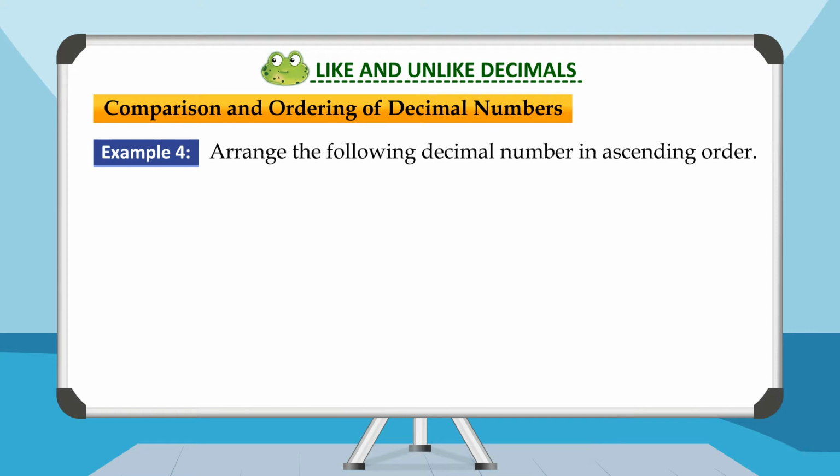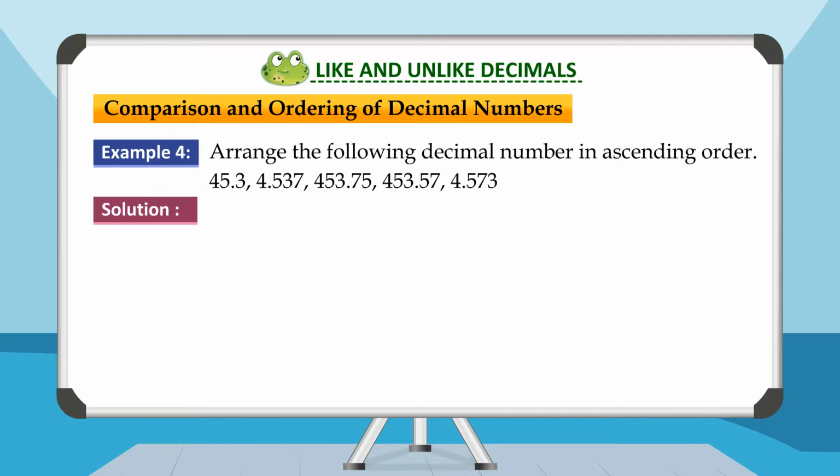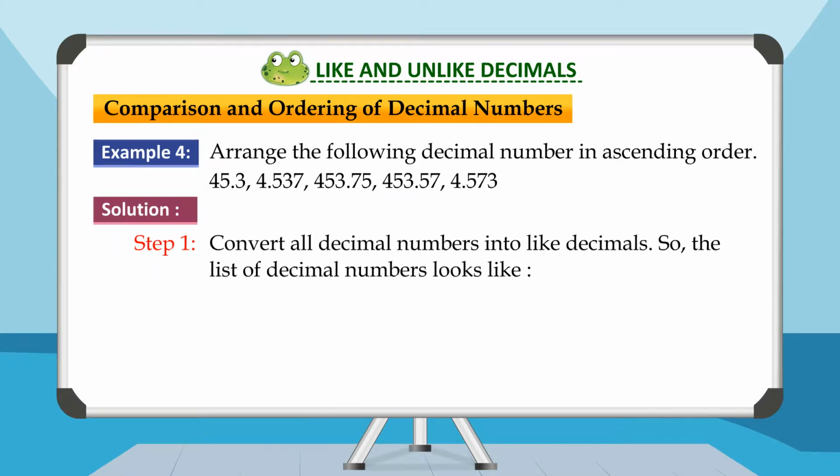Example 4. Arrange the following decimal numbers in ascending order: 45.3, 4.537, 453.75, 453.57, 4.573. Solution. Step 1. Convert all decimal numbers into like decimals. So the list of decimal numbers looks like 45.300, 4.537, 453.570, 4.573.